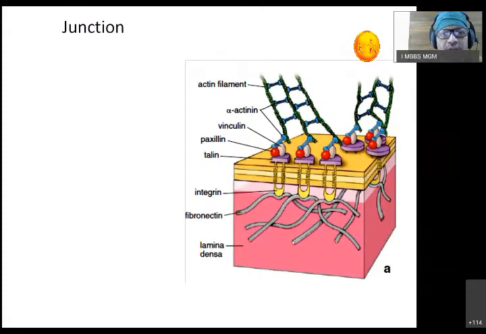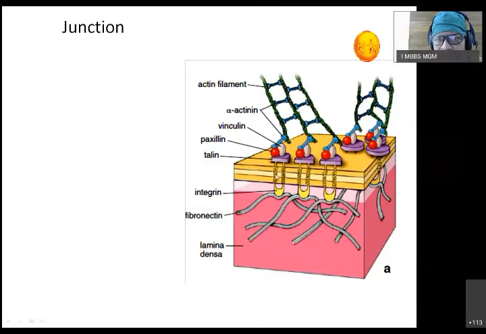Now we talked about the dermo-epidermal junction initially. So this is the dermo-epidermal junction. What does the dermo-epidermal junction mean? If you look at the part which is above, you can see the actin filament. This actin filament is in the cytoplasm of a cell. Now you can see the yellow color is the cell membrane.